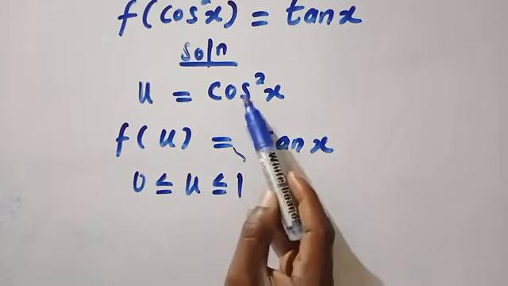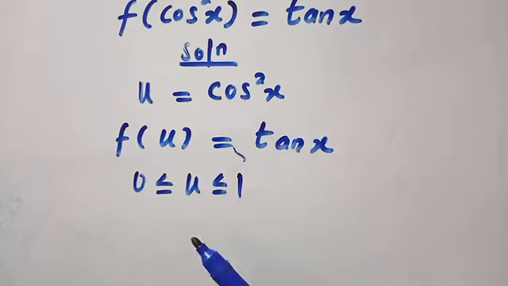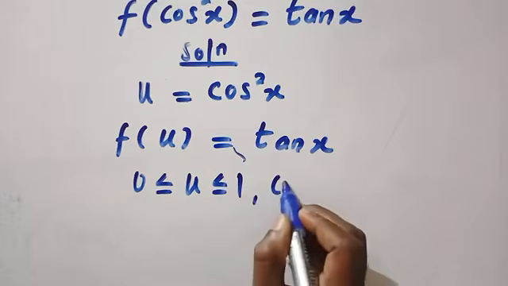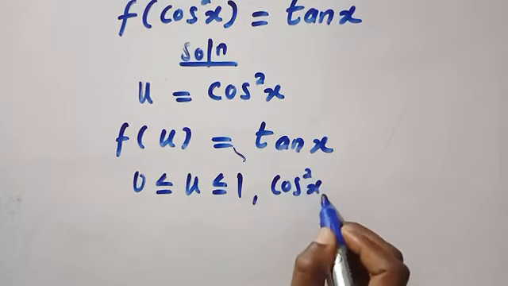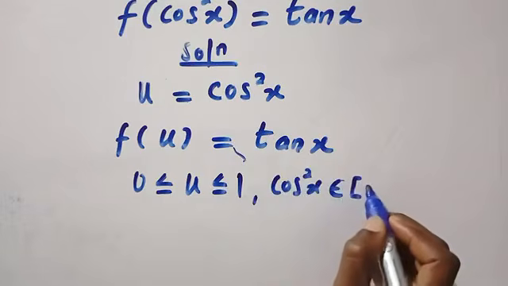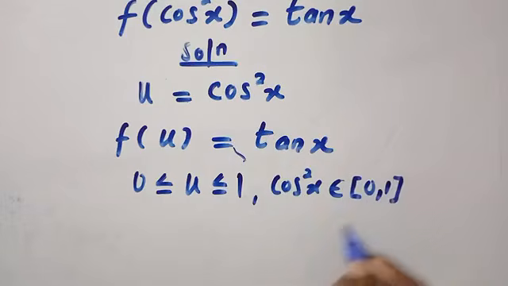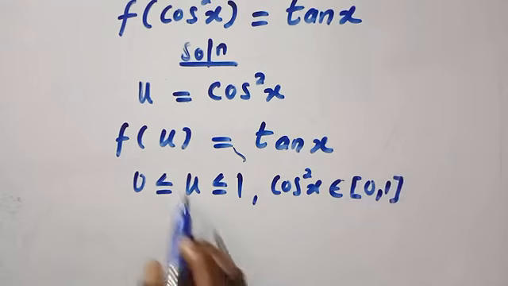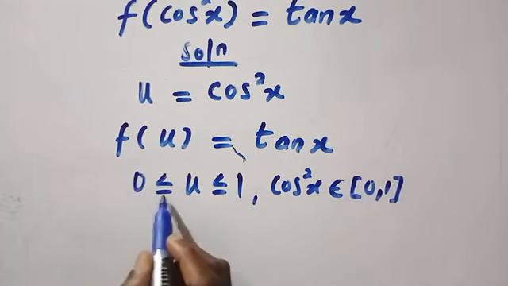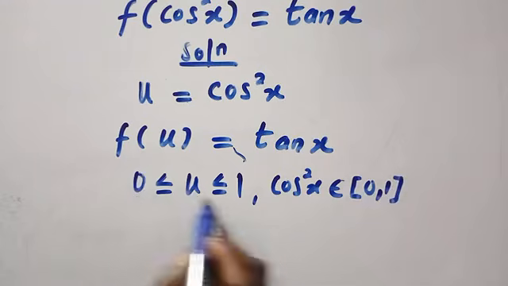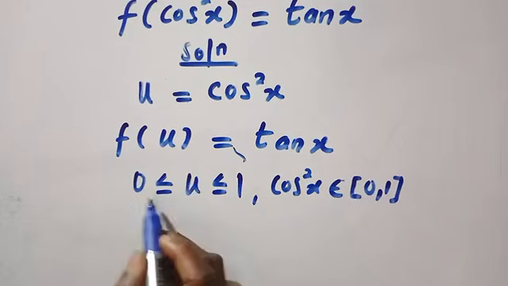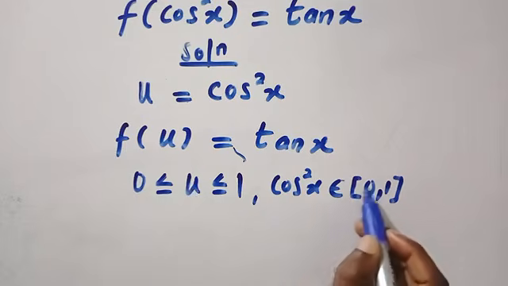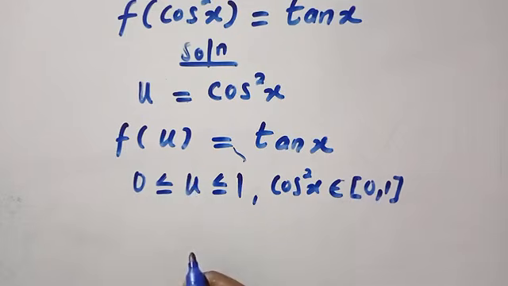Since we are given this function as cos, cos²x is also in the closed interval 0, 1. That is only where we can have 0 less than or equal to u. These are still the same in inequality forms, and we have it in bracket form.